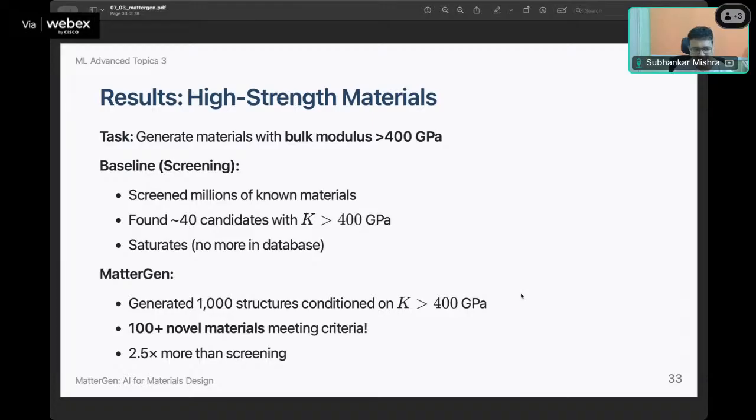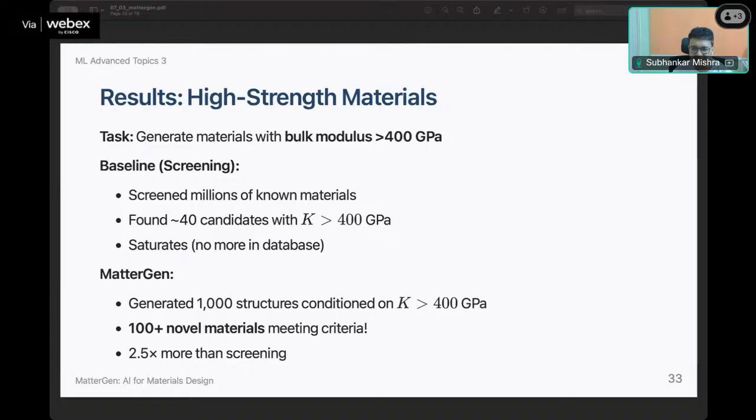So they basically end the first part of the paper here, right? And they wanted to showcase one strength. What if we wanted to find very high strength materials, right? So now the conditioning starts, right? The task is to generate materials with bulk modulus, let's say greater than 400 GPa. Initially they screened millions of known materials. They found around 40 candidates, and then basically it saturates. Let's say there is nothing more in the database.